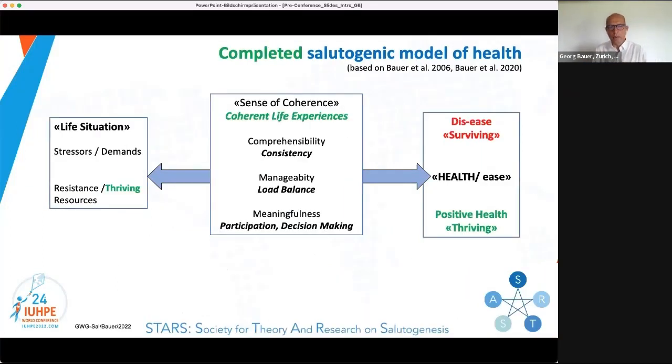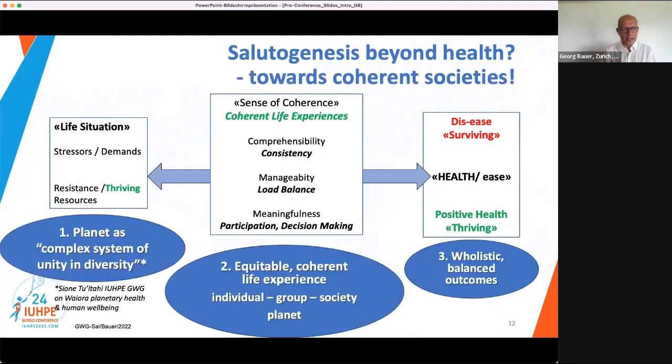So this is why I proposed this completed salutogenic model of health, which on the left-hand side would add to the resistance resources, with a core idea that there are also, in addition, thriving resources, which on the right-hand side would not only move us up to the way of ease, but even beyond ease, in the sense that I perceive something positive, this purpose of life, my life goals, and so on. And in the center, I'm not saying we should throw out sense of coherence at all, but in addition, we could focus more heavily in our research and practice on creating coherent life experiences, which then certainly would also increase sense of coherence. And with that, I'm at the end.